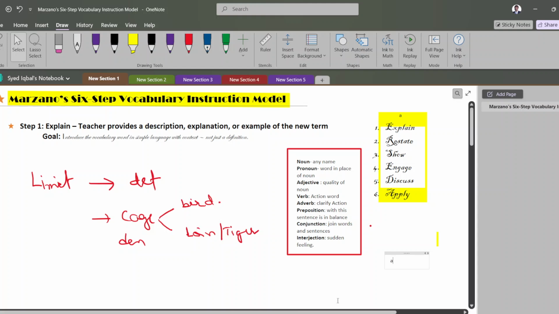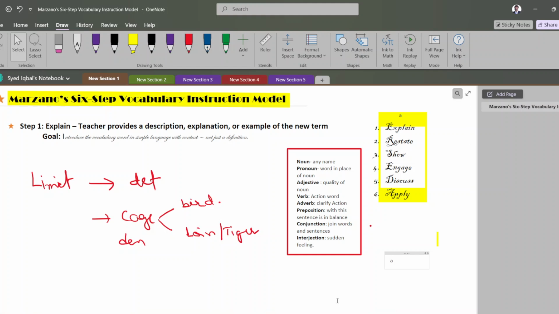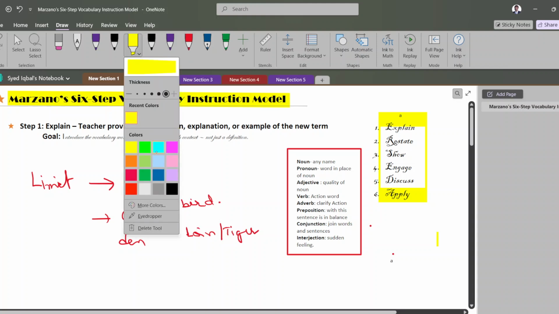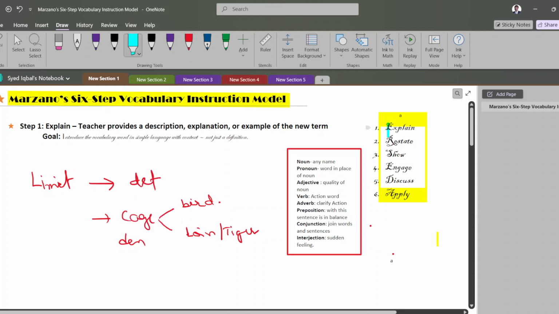Hi everyone. Today we'll discuss Marzano's 6-step vocabulary instruction. Okay? So there are 6 steps: explain, restate, show, engage, discuss and apply. These are the 6 stages. We'll go one by one.